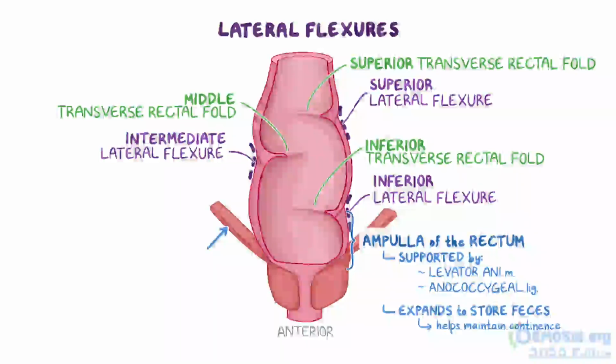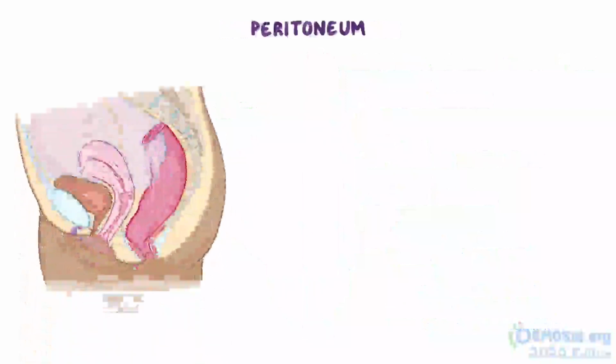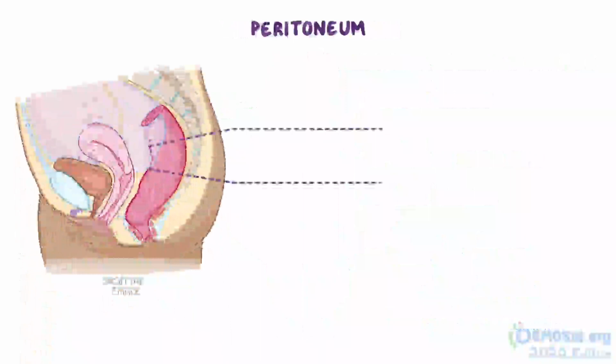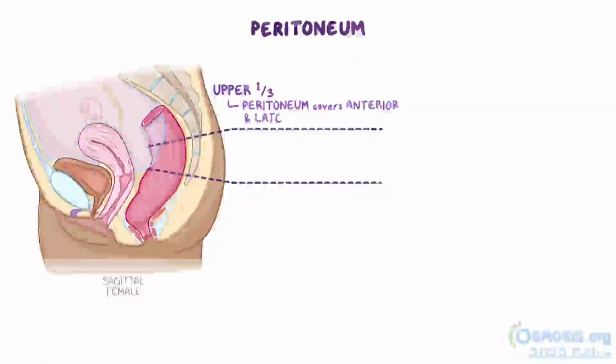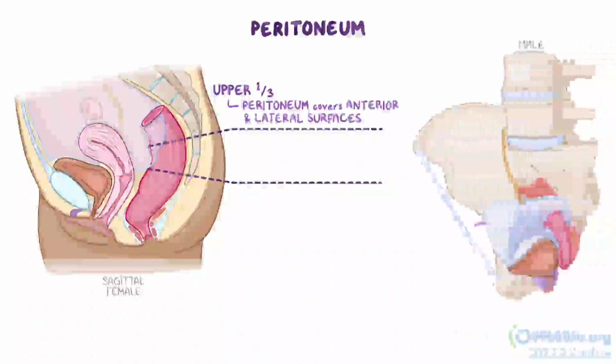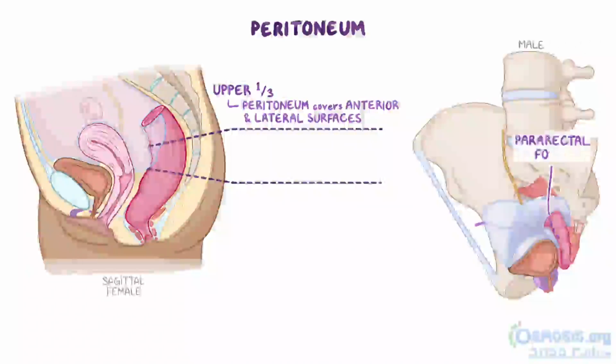Okay, now let's look at the relationship between the rectum and the peritoneum. To do that, let's slice the rectum into thirds. In the upper third, the peritoneum covers the anterior and lateral surfaces of the rectum. The lateral extension of the peritoneum forms a fossa on each side of the rectum, called the pararectal fossa, which allows the rectum to expand when it fills with feces.